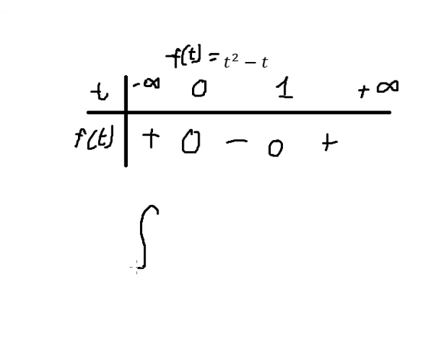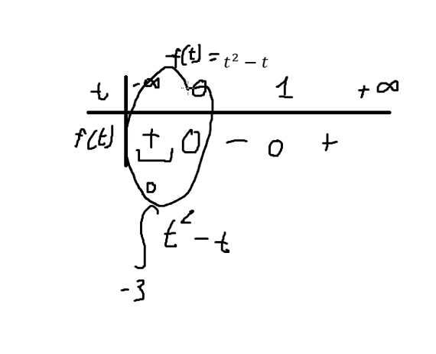But the integration we just calculate from negative 3 to 0. That means this area in here, because this area is positive, so we can write t squared minus t without negative sign in here, because this area is positive.